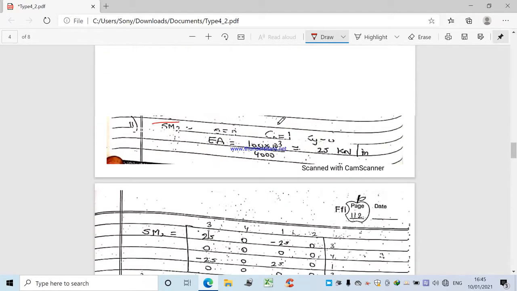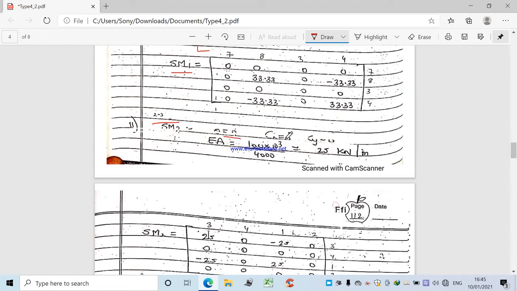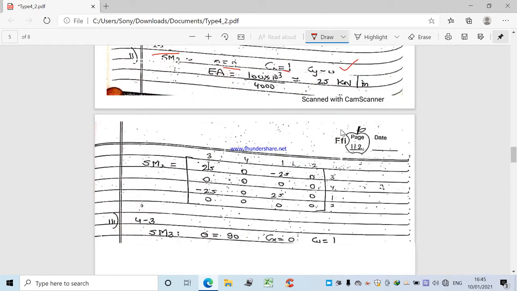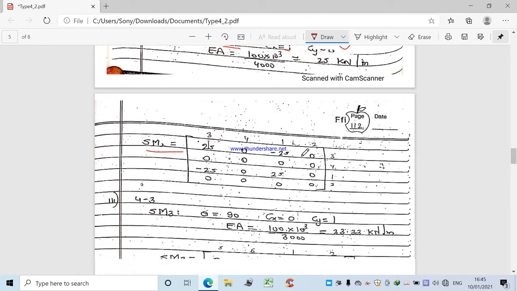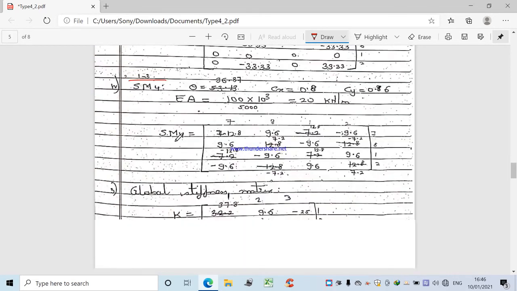So here the angle theta will be equal to 0, so Cx equals 0, Cy equals 1, okay. EA by L we have to calculate, then SM2 we will get for the respective coordinates of 3, 4, 1, 2. Then 4, 3 we have to calculate. Similarly 1, 3 we have to calculate, okay.